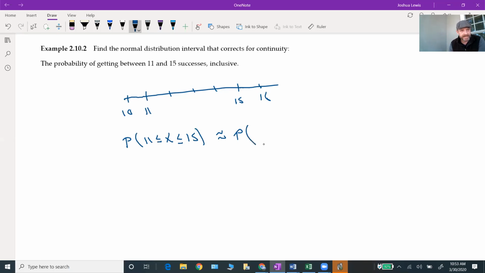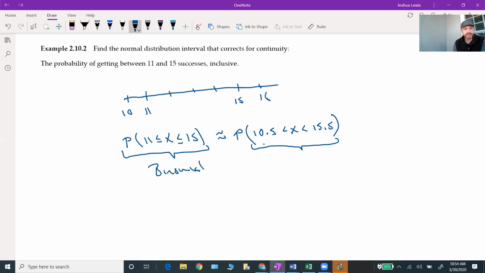So instead of starting at 11, we're going to start at 10.5. Again, there's that moving left and right by 0.5 units. And instead of stopping at 15, we're going to stop just a little bit past 15, but not so far that we get to 16. We're going to stop at 15.5, okay? So this side, again, is binomial, and this side is normal. And the interval that corrects for continuity is this right here, okay?